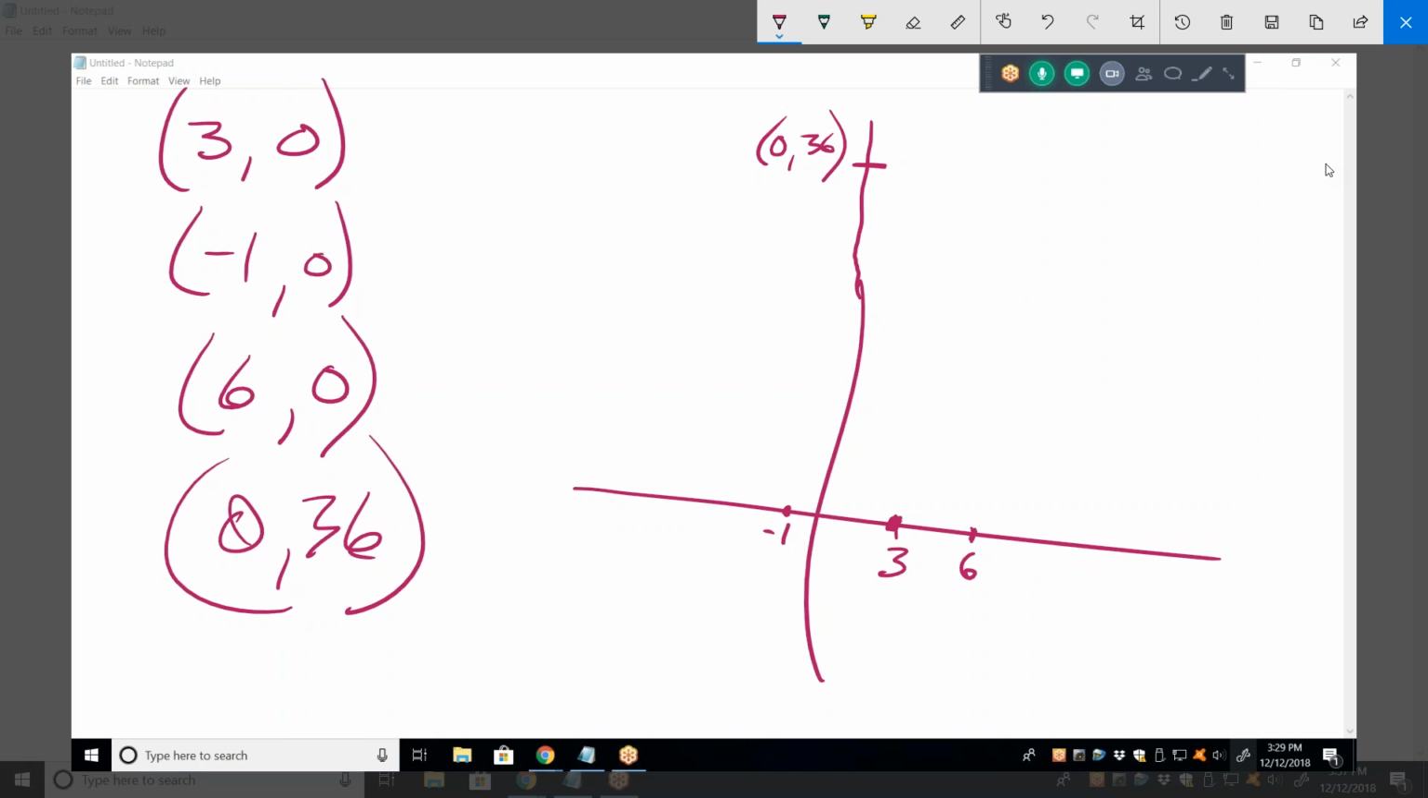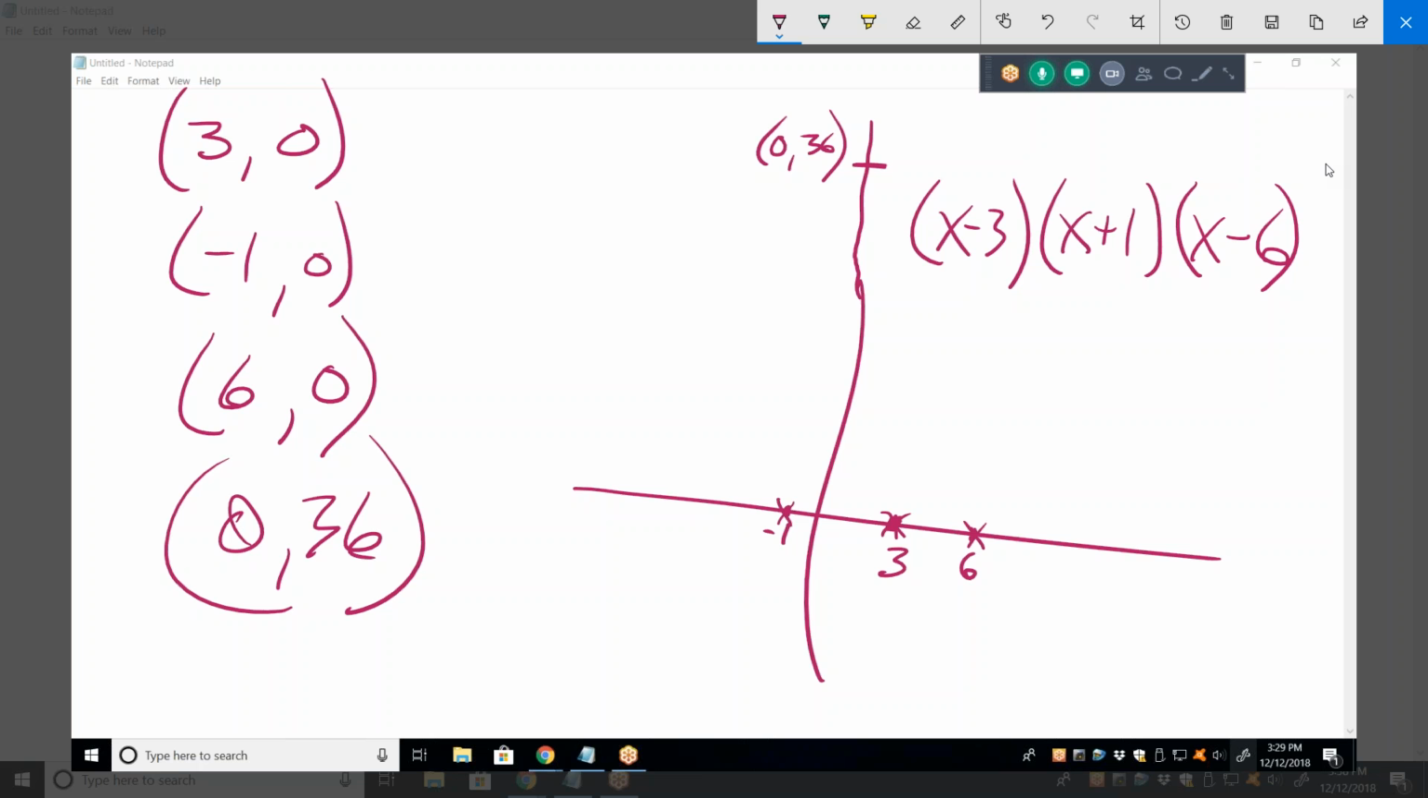So if I know these are 3 factors, isn't it x minus 3, x plus 1, x minus 6? Now, we don't have enough time to do this multiplication, so I'm just going to show you what happens.